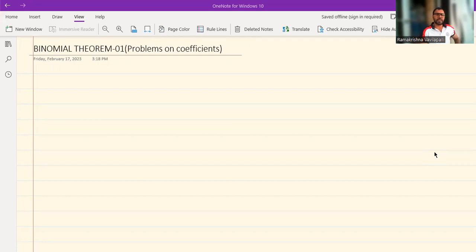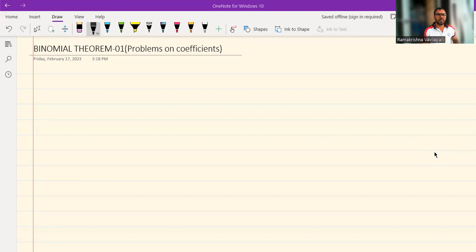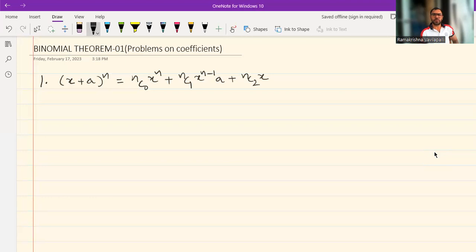The basic definition of binomial theorem is how to expand a binomial expansion. (x + a)^n equals nC0 x^n plus nC1, you decrease the powers of x by 1 and increase the powers of a by 1, plus nC2 x^(n-2) a^2, plus and so on.